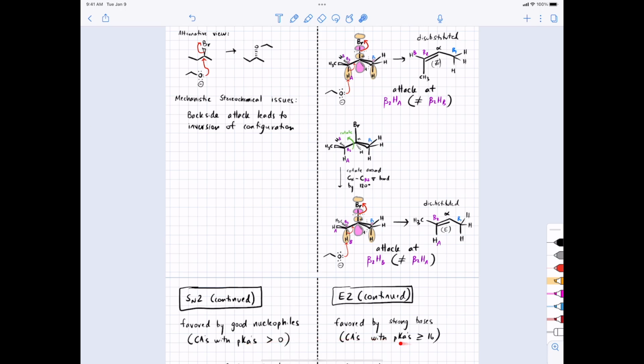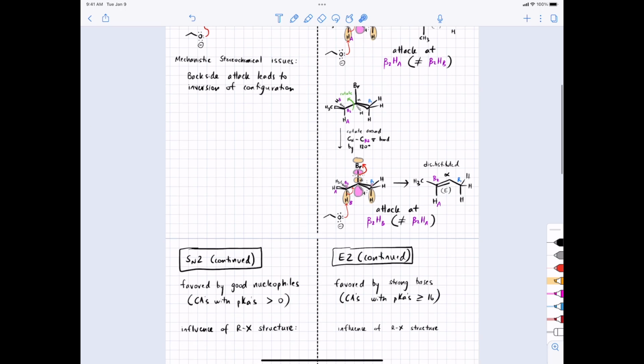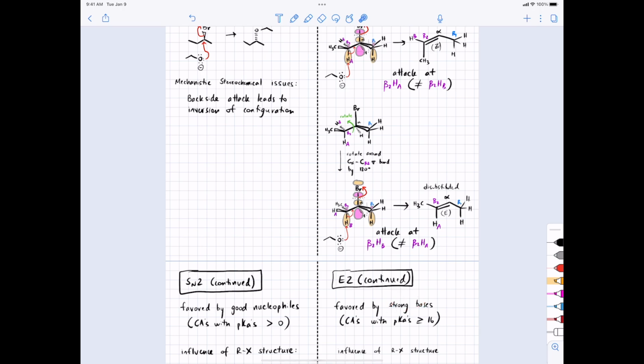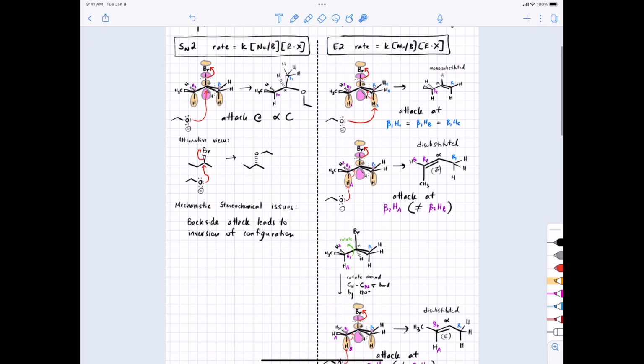And notice that there's going to be some overlap between these two categories, because anything that is a strong base will have a conjugate acid whose pKa is greater than 16, which will also be greater than 0. We do have a category of nucleophiles and bases that are strong bases but are poor nucleophiles because of sterics. We'll talk about that a little bit later. But if you have a molecule that is exclusively a good nucleophile and not a good base, then you're going to be thinking about SN2 rather than E2.